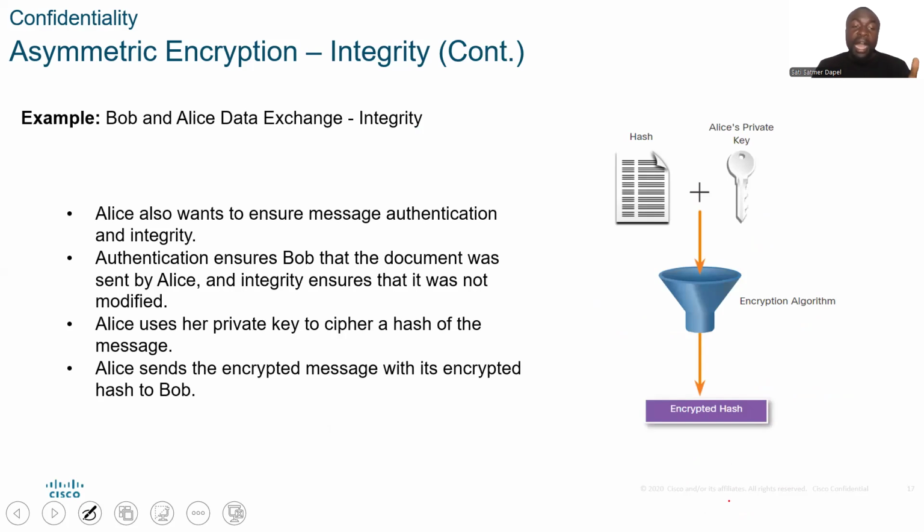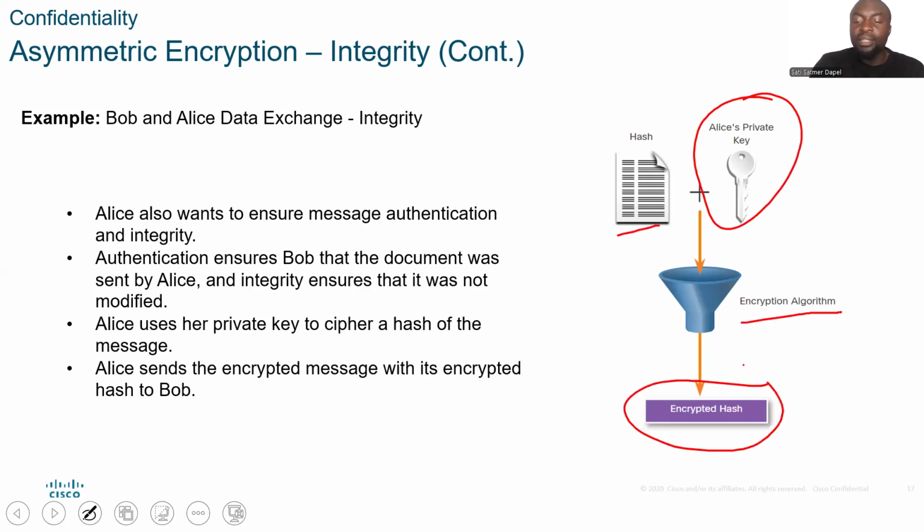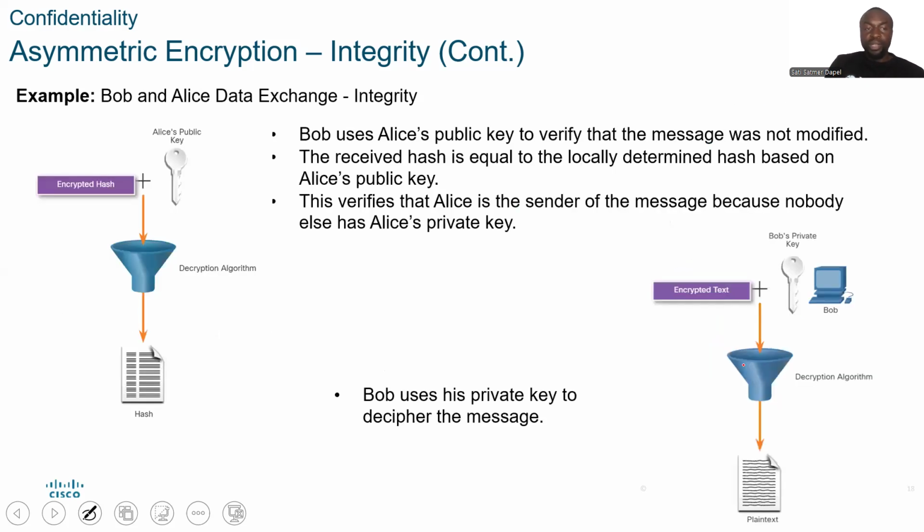So Alice uses her own private key to cipher a hash of the message. Alice sends the encrypted message with the encrypted hash to Bob. And that is what happens here. You have Alice's private key plus the hash encryption algorithm, and then you get this. Okay?